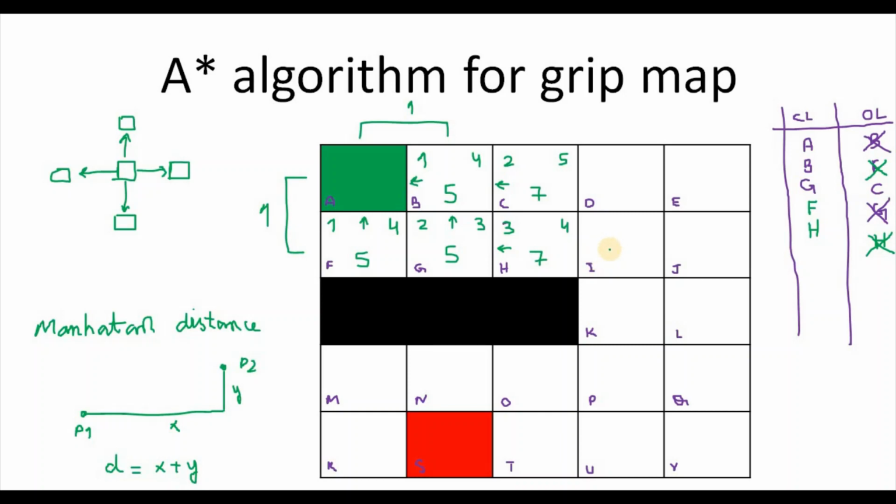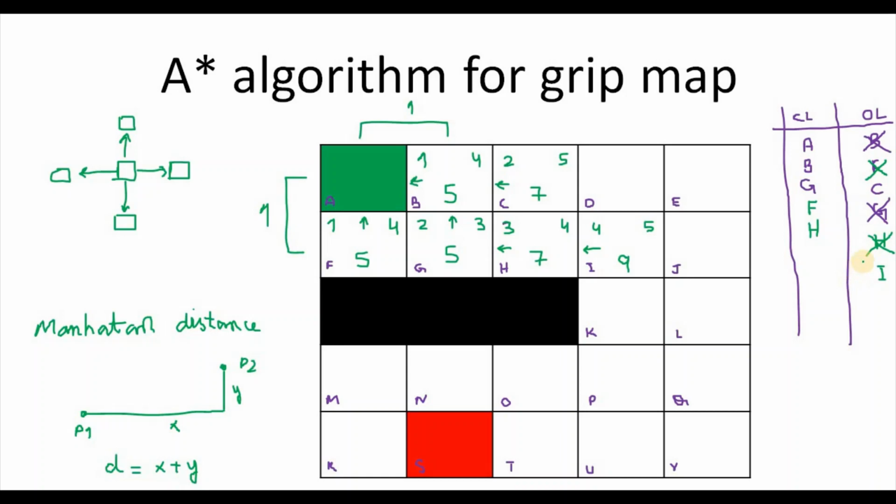So I, its G cost will be 3 plus 1, which is 4. Its H cost will be 1, 2, 3, 4, 5. And its F cost will be 4 plus 5, which is 9. And we say its parent, we came from here. So its parent is node H. So we have explored a new node I, we put it in our open list here.